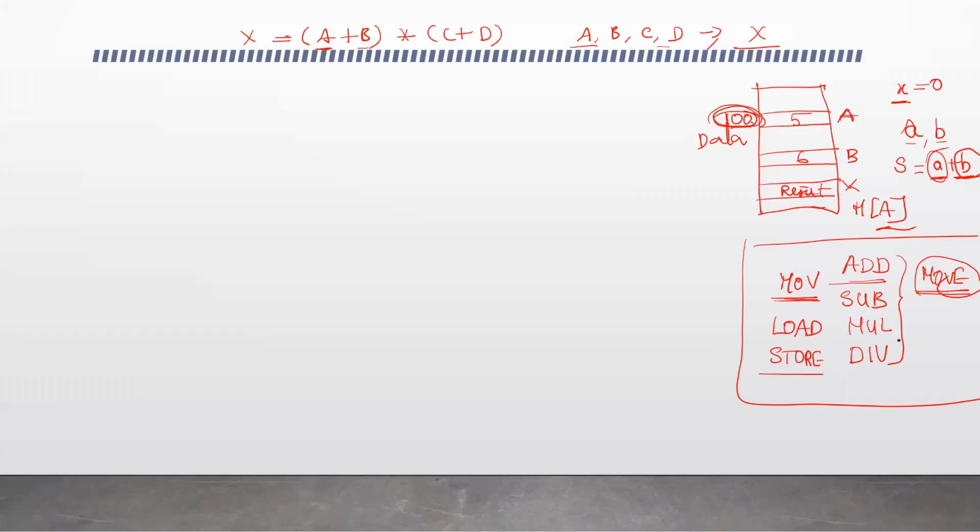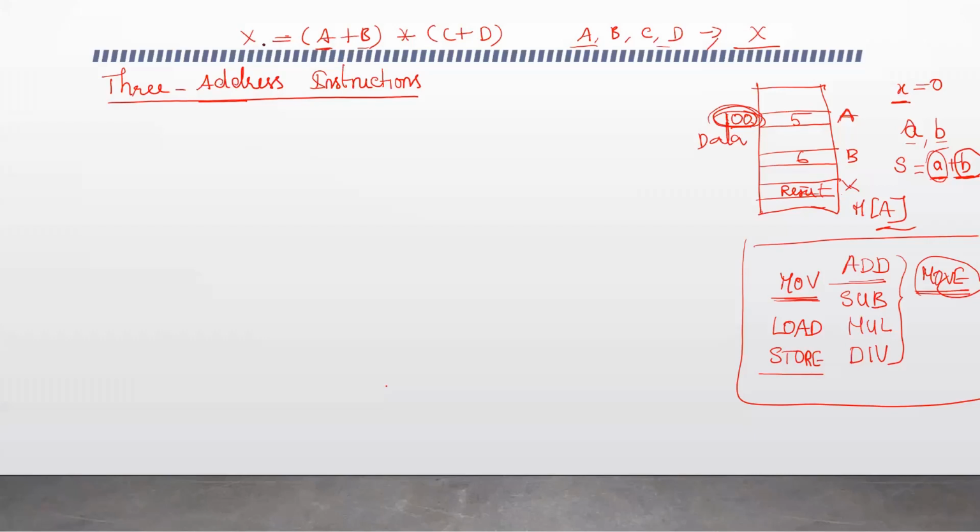Here our focus is on the address field, to understand 3 address fields, 2 address fields, 1 address or 0 address. To understand that, we are evaluating an expression. So let's take three address instructions. How can we write instructions using 3 addresses to evaluate this expression?